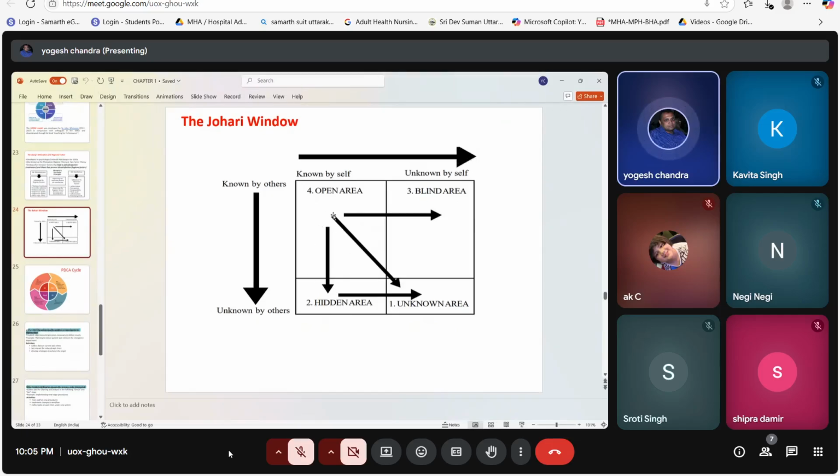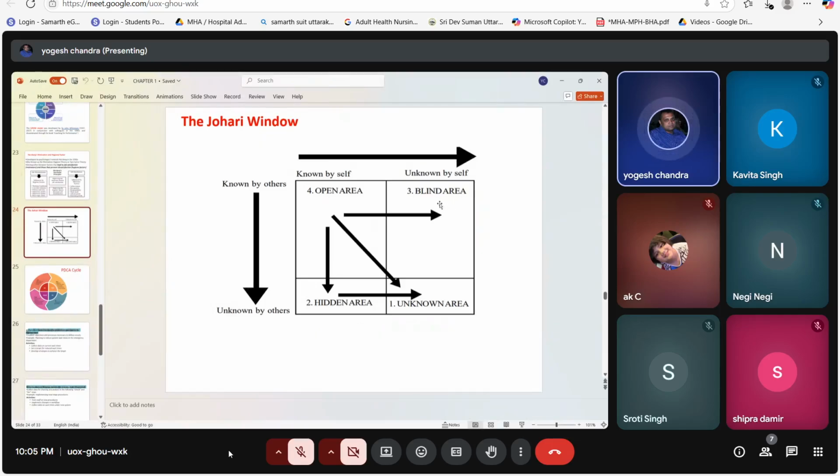So if we see in the open area, what you see? Known by self and known by others. That is open area. Means you are knowing yourself and people are also knowing you, which is a very uncommon kind of situation. Maximum time nowadays people are so much diplomatic or something like that. There is very less scope of this open area.